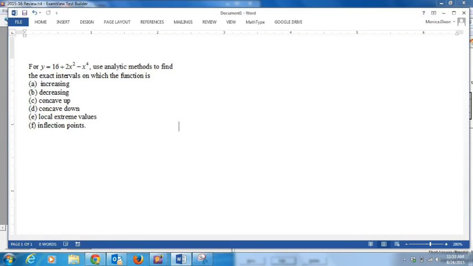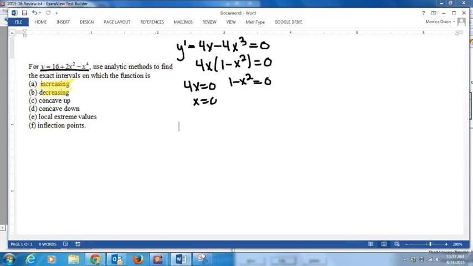So in order to find where the function is increasing and decreasing, we're going to have to take the first derivative and set it equal to 0. Once we set it equal to 0, we're going to go ahead and factor and solve for x. So we end up with x equals 0 and x equals plus or minus 1. So we're going to use a number line to help us see where it's increasing or decreasing.